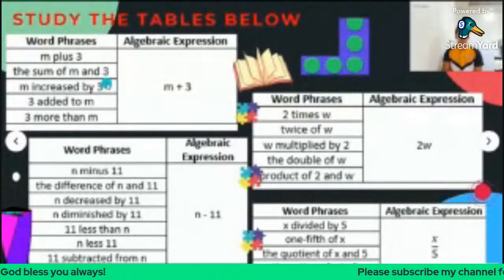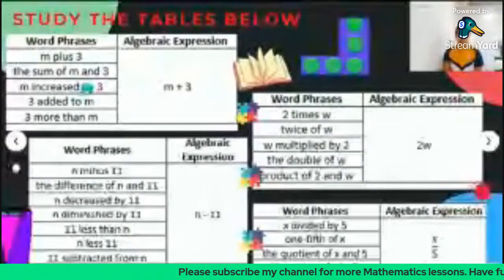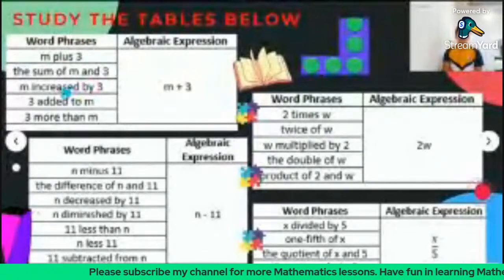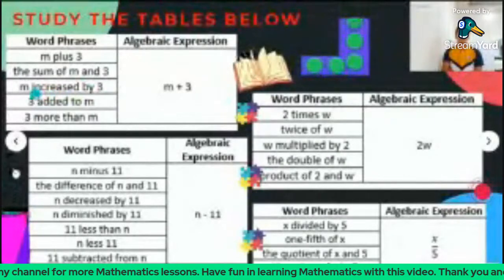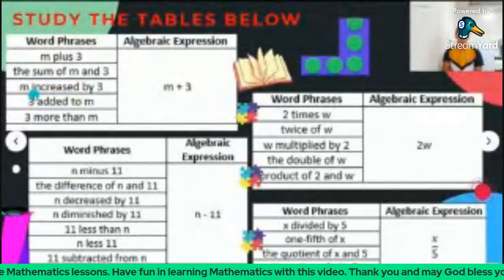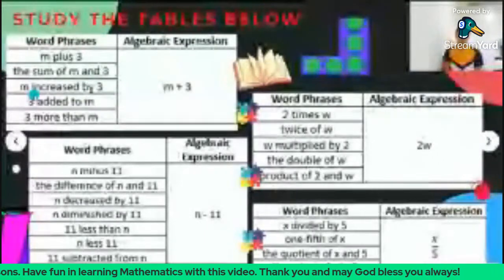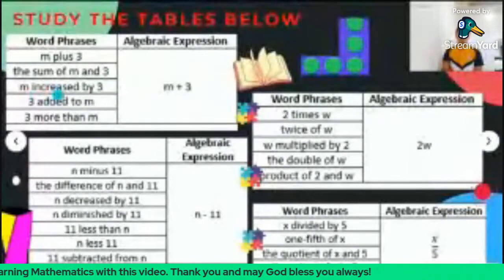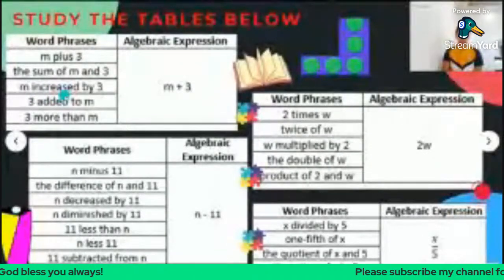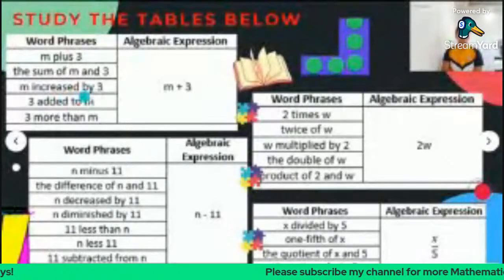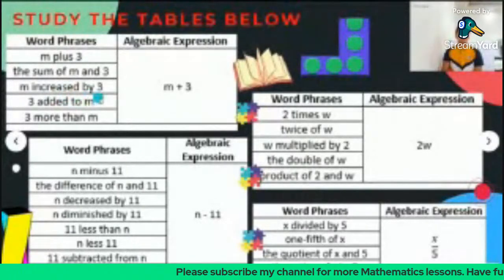Next, phrases and algebraic expression. So we have x divided by 5, 1/5 of x, the quotient of x and 5, the ratio of x to 5. So these 4 word phrases can be expressed in only one algebraic expression, x over 5 or x fifth. And now let's proceed to the examples.